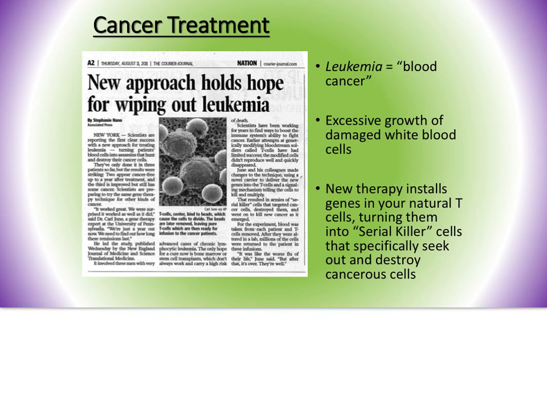It's a really wicked concept where we could take T cells, turn them into serial killers, give them genes that allow them to identify if a cell is cancerous or not, and then actually attack that cell and destroy it if it's a cancerous cell. If they can do that and they can get that to work really well, that might be a way to really efficiently get rid of leukemia in patients.